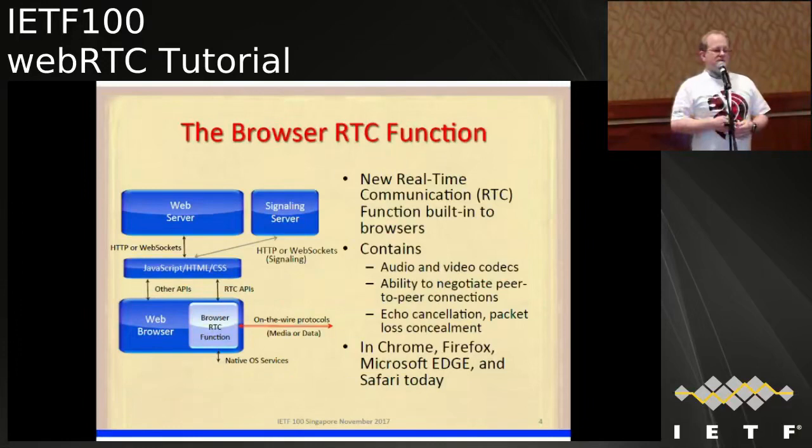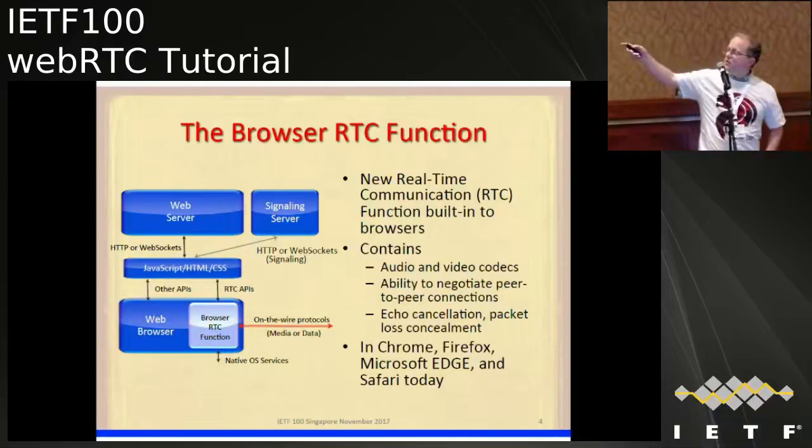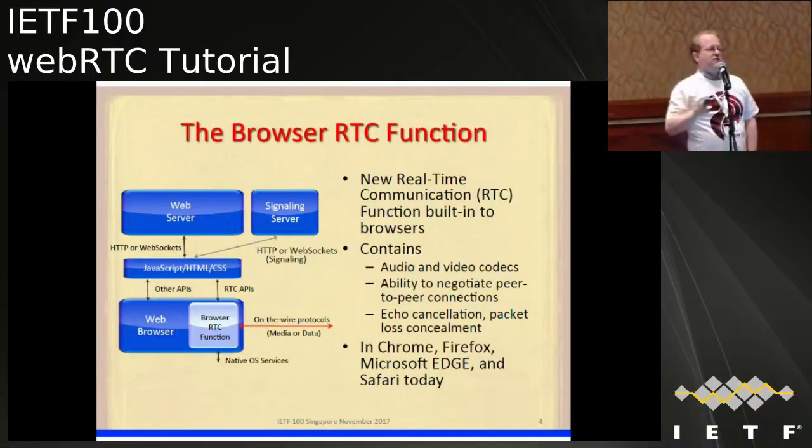So what's really being added, this is a very complex picture here, okay? But the main piece to look at is on the lower left corner where it says browser RTC function. It's that lighter blue there. There are new controls that have been built into web browsers now. There are new audio and video codecs, the ability to negotiate these peer-to-peer connections, and also echo cancellation and packet loss concealment. That's pretty cool, actually, that this is now in web browsers. Support for this is actually in all the major browsers today, except for Internet Explorer, and we'll talk more about that later.